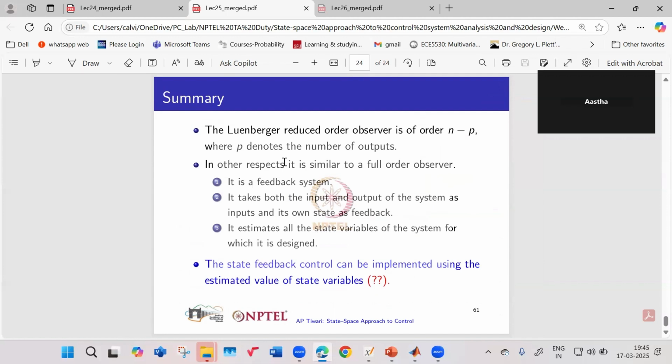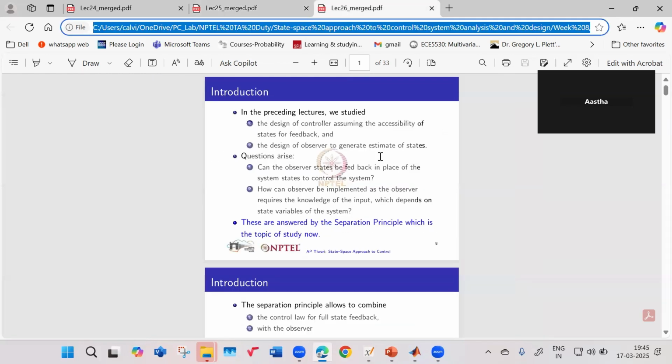Okay. And it is a feedback system. It takes both the input and output of the system as inputs and its own state as feedback. So it is a feedback system. It has input and output of the system. And it estimates all the state variables of the system for which it is designed. It is designed for these particular states. It estimates those states. Now, can I use these estimated state variables for my closed loop implementation for state feedback based control? That is shown in the next lecture.